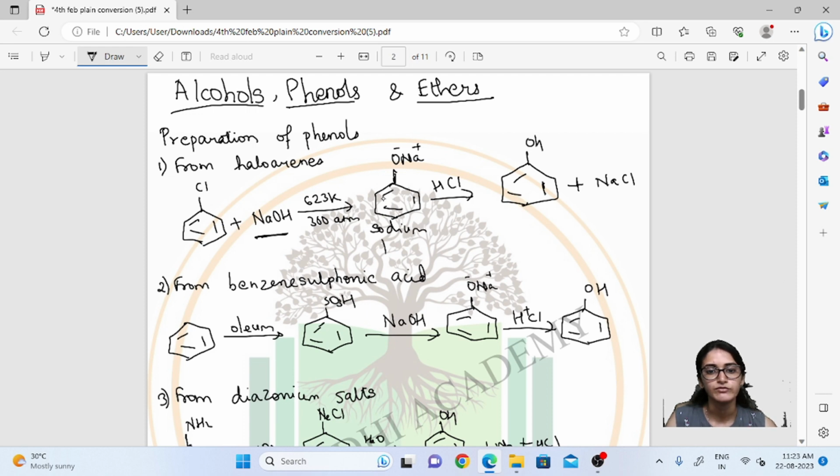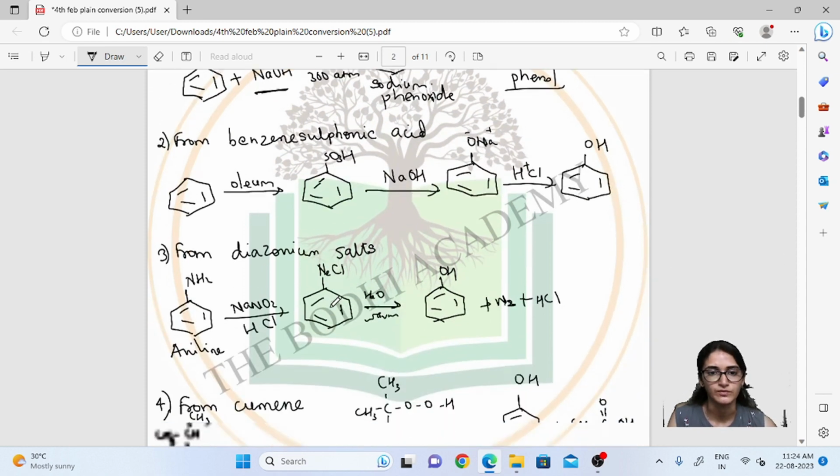Okay, sodium phenoxide, which is not stable and is called an intermediate product. So this sodium phenoxide ion on further acidification, when we add HCl to that, we will get our final product, that is phenol along with the salt NaCl. Okay, so this is a simple reaction in which we just have to use more temperature and pressure.